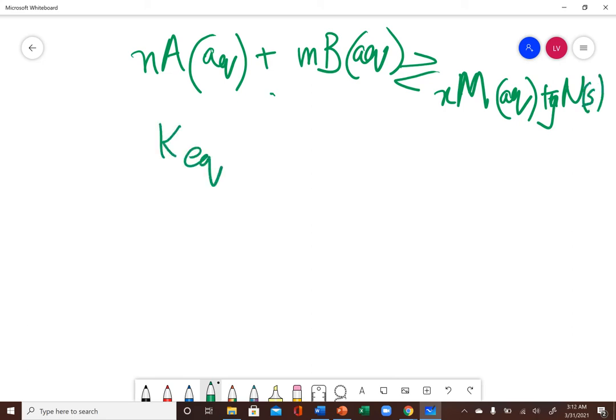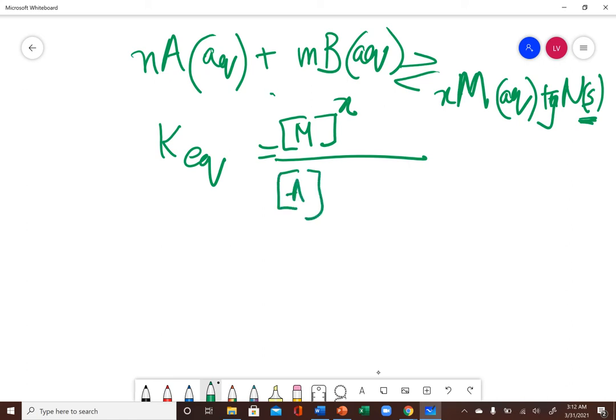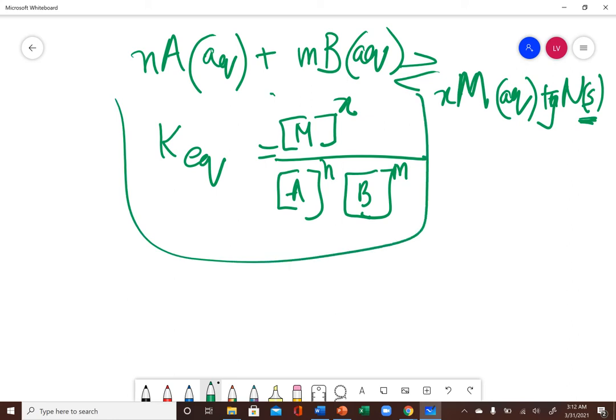When I set up KEQ, and I have to determine this experimentally, because I have to measure the concentrations, my expression would look like M raised to the power of X. I will not include N because N is a solid. However, my reactant concentrations, A, because it's aqueous, it can feature, and B. This is what my expression for KEQ will be. That's what we mean when we say pure solids and liquids do not feature in the equilibrium expression.